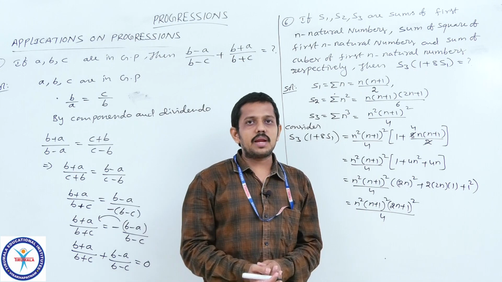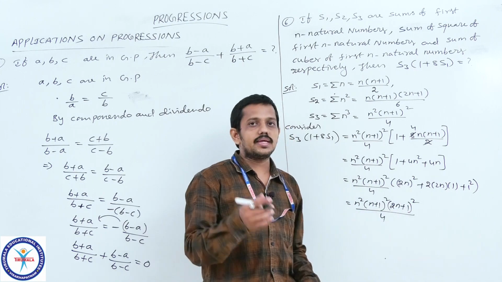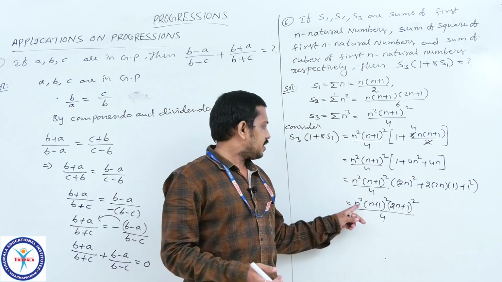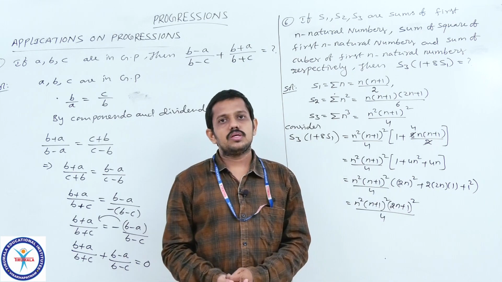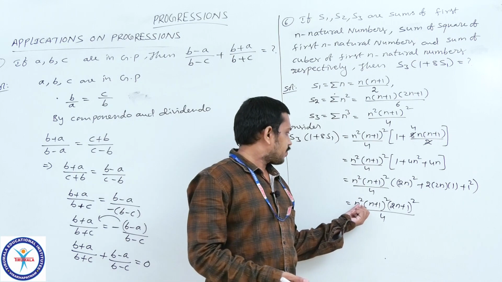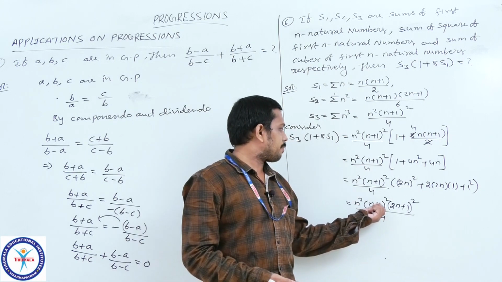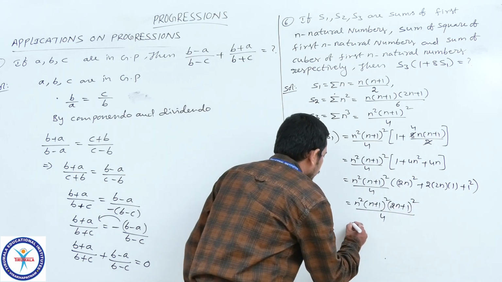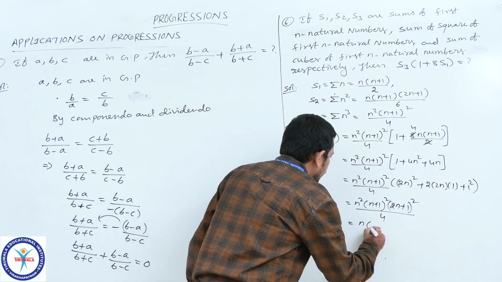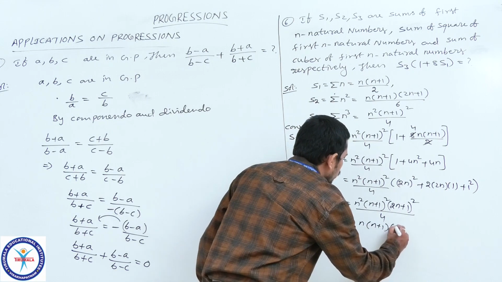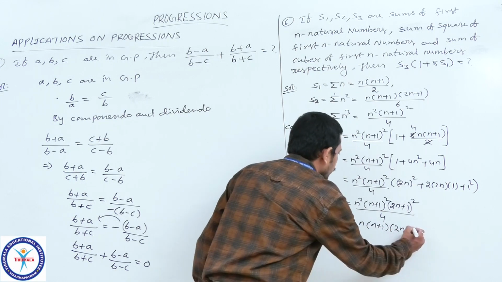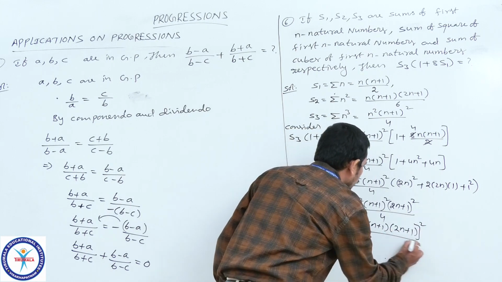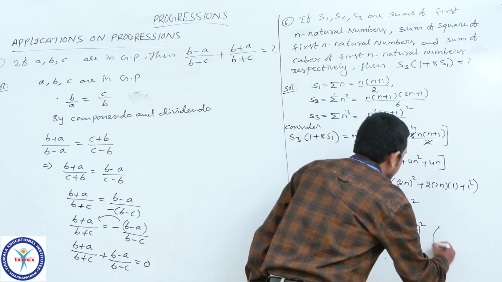So here we know that n into (n plus 1) into (2n plus 1) by 6 is equal to S2. Here each and every term is a square. So therefore this will be n square into (n plus 1) whole square into (2n plus 1) whole square, which is equal to, can we write, (n into (n plus 1) into (2n plus 1)) whole square by 4.